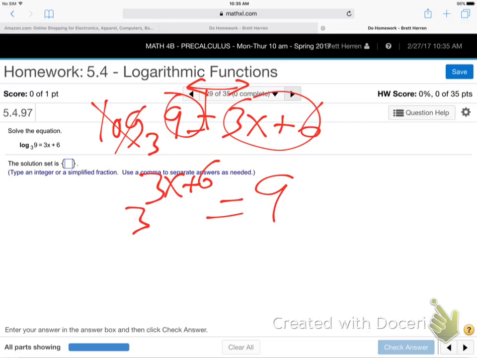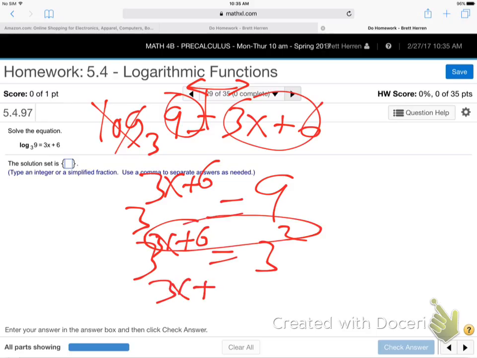Is that good? Now, what did we learn last time, when we solved when you got power things like that? What do you do? Yeah, make the bases the same. That means 3 squared, right? Now you can set the powers equal. 3x plus 6 is not 3 but 2. Set the powers equal. Solve for x.